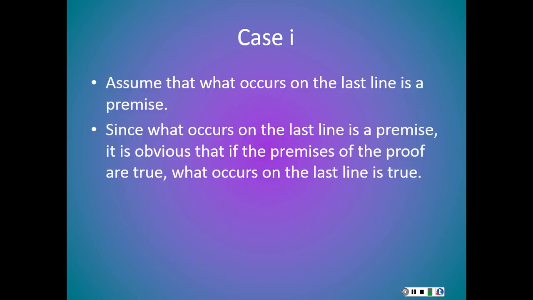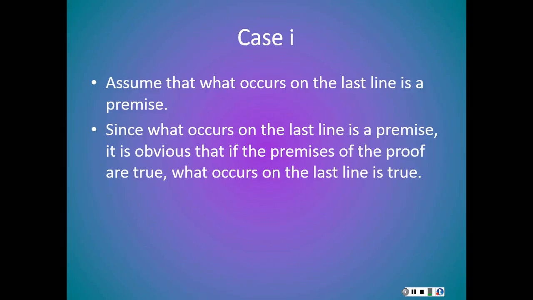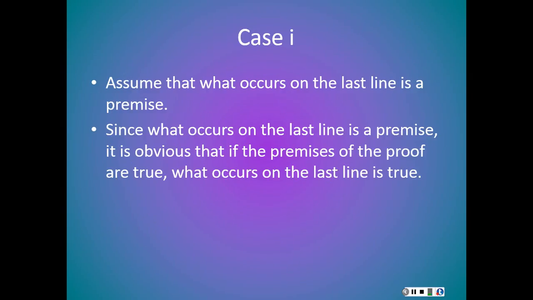Well, since what occurs on the last line is a premise, it is obvious that if the premises of the proof are true, what occurs on the last line is true. Well, why is that? Because it itself is a premise, so if the premises are true, it's true. And we're done. That completes our proof of case 1.